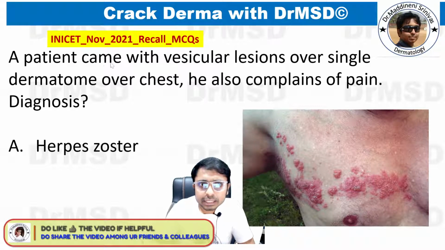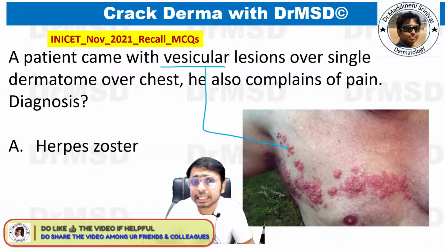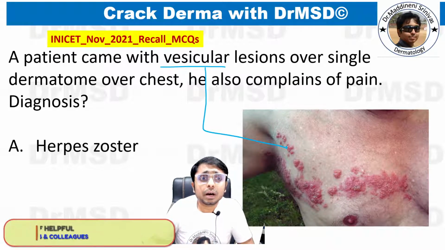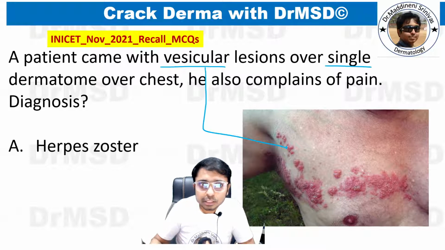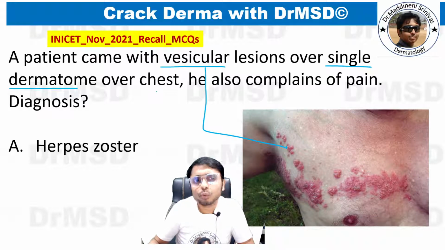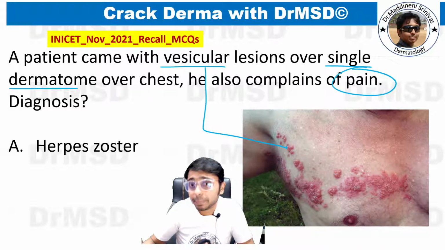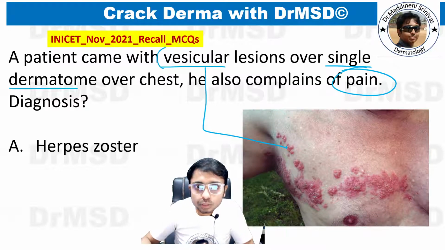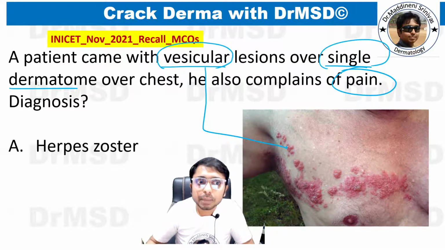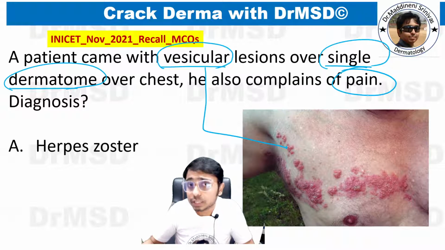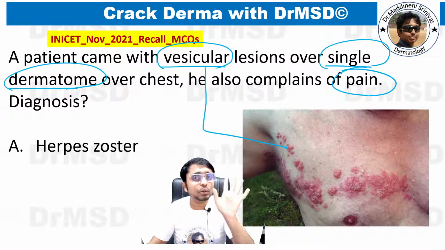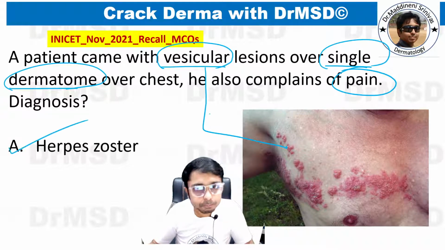So whenever you see a patient coming with vesicular lesions as seen here, that is fluid filled lesions, which are situated in a single dermatome over chest, which are associated with pain. So these are the important clues: vesicular lesions in a single dermatomal fashion associated with pain. The only diagnosis which you must think is herpes zoster.